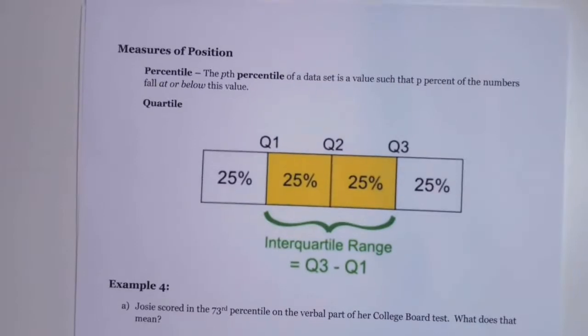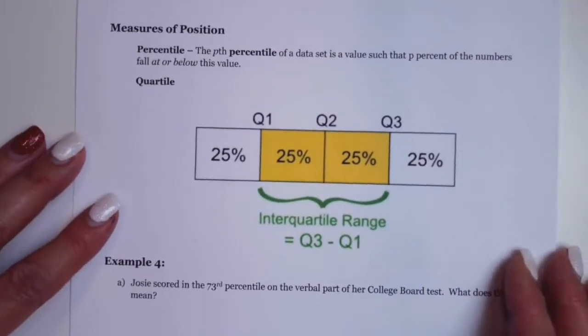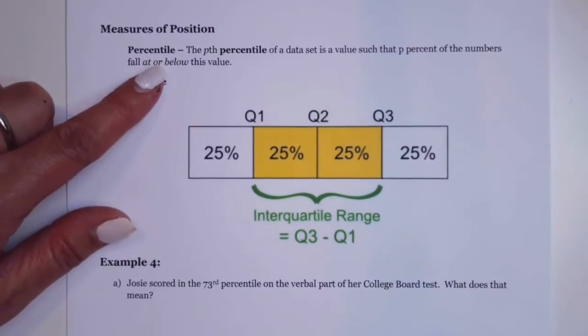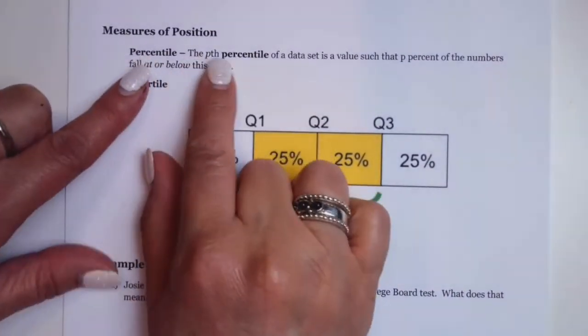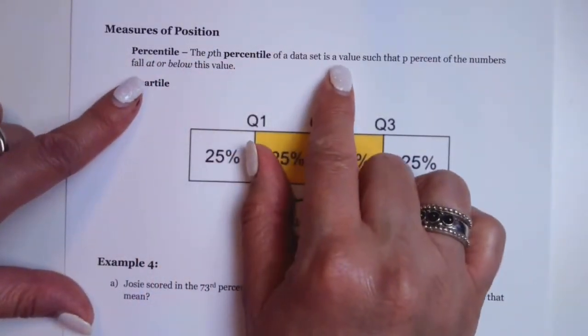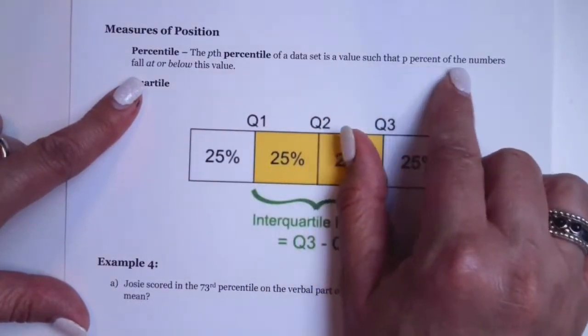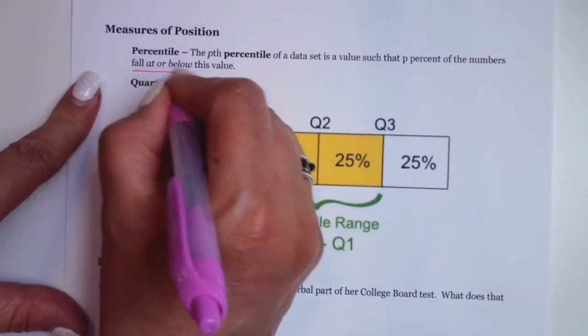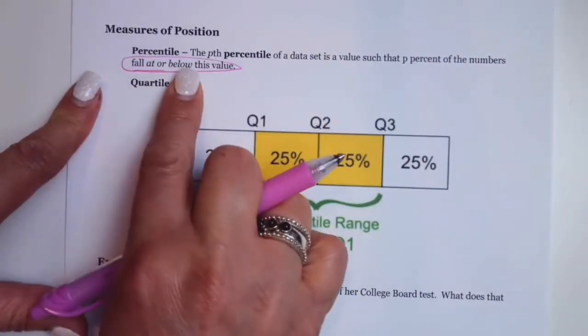Okay, let's move on to the next page. Now we're going to the measures of position. We're going to define percentile first. So the pth percentile of a data set is a value such that p% of the numbers fall at or below this value.